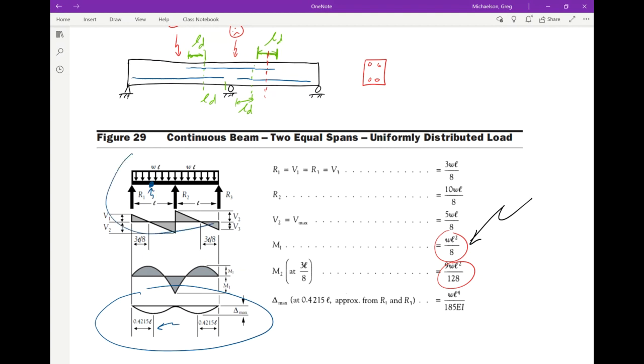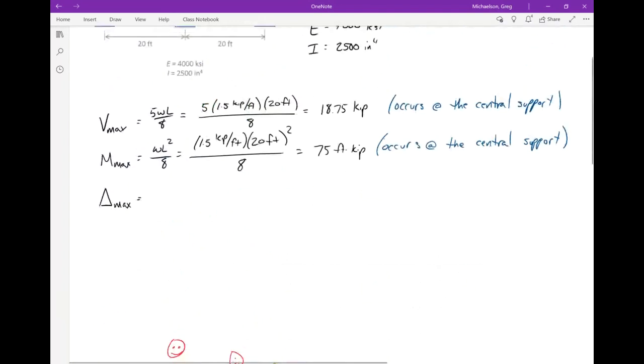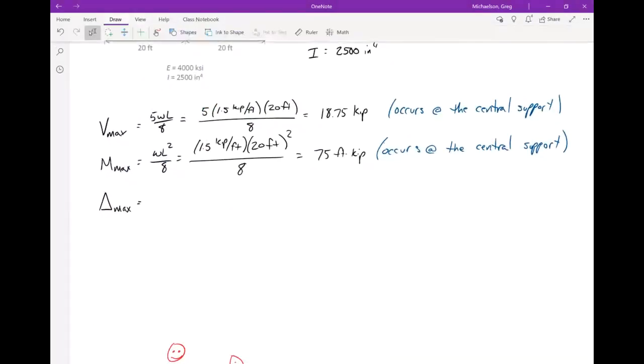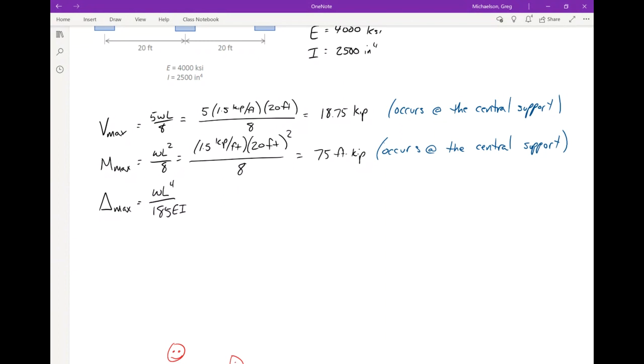I don't know if you can see up here. I'm talking about right there, not in the middle. It's not half of L, in the middle of that span. It's a little bit off to the side just because it's not linear. It's a curvy shape of the beam, so it doesn't quite occur in the middle. And so that is WL to the 4th over 185 EI.